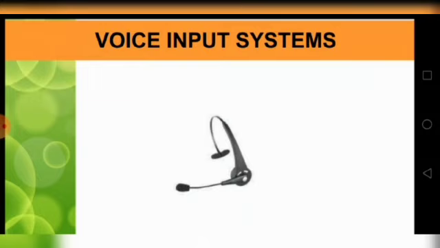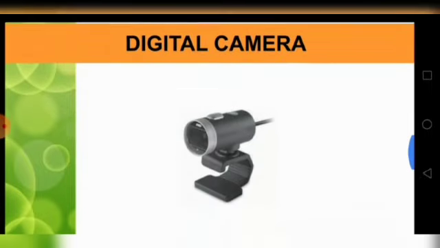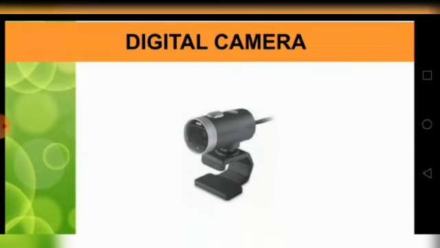So the next one is the digital camera. You people know very well about the digital camera. It is mainly used for capturing images and videos, and it uses a CCD. CCD means charge coupled device. It is an electronic chip. When light falls on the chip through the lens, it converts the light rays into a digital format. Have you all seen the digital camera, children?